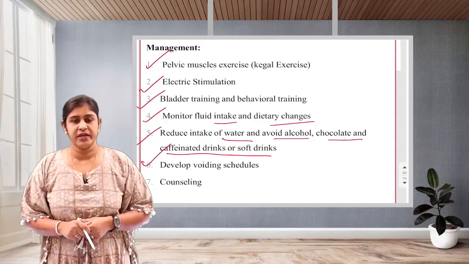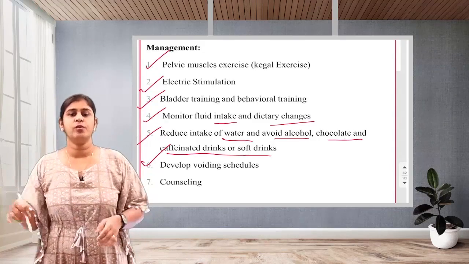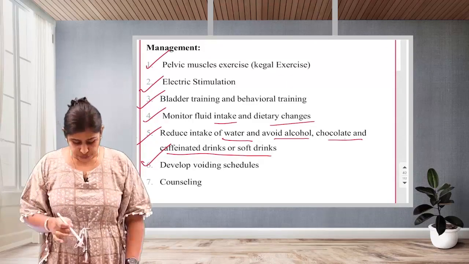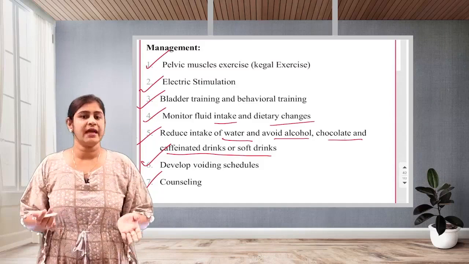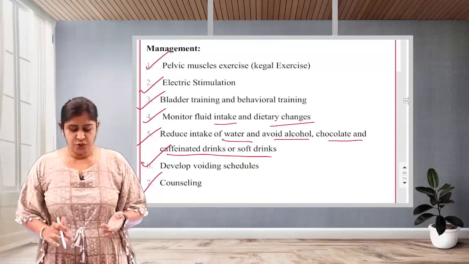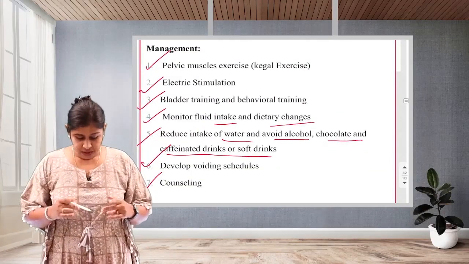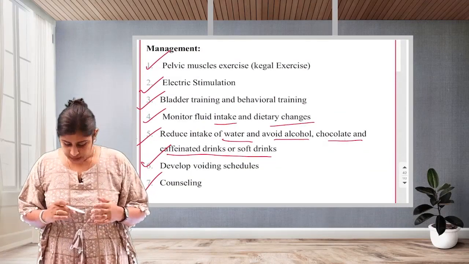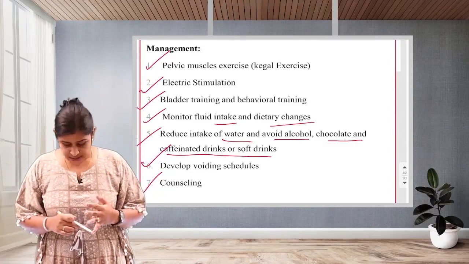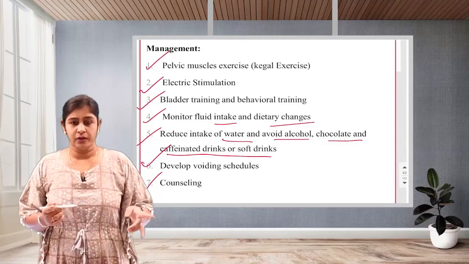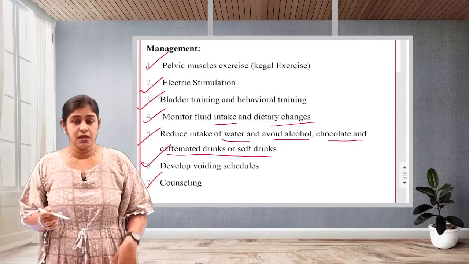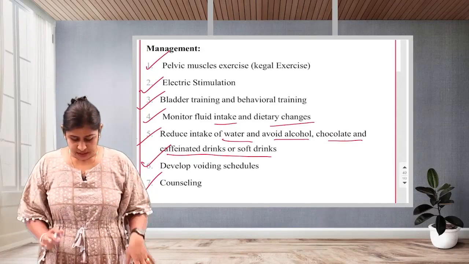Develop a voiding schedule, that is you can schedule that at this time you will be voiding, so you can develop a habit. Counseling, proper counseling can be given to these kinds of patients. So what all are the management? First is pelvic muscle exercises, then electric stimulation, bladder training and behavioral training, monitor the fluid intake and dietary changes, reduce intake of water and avoid alcohol, chocolate and caffeinated drinks or soft drinks, develop voiding schedules and counseling.